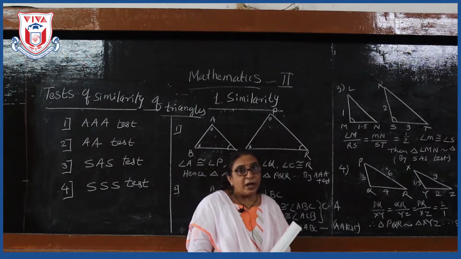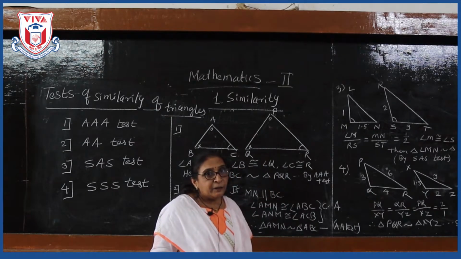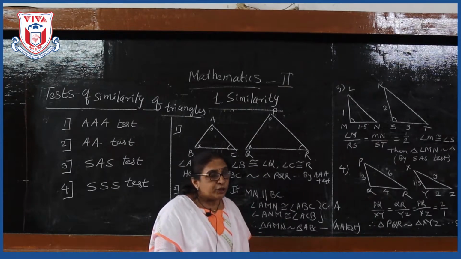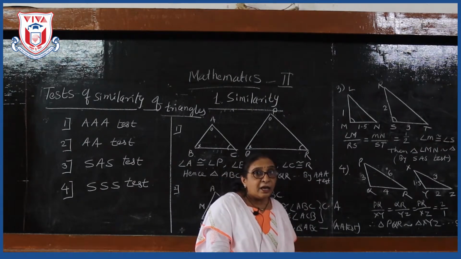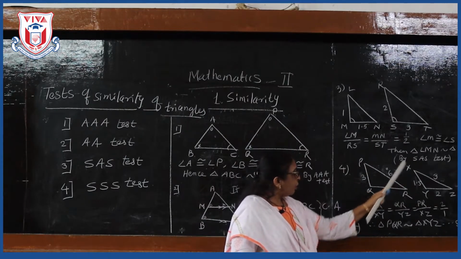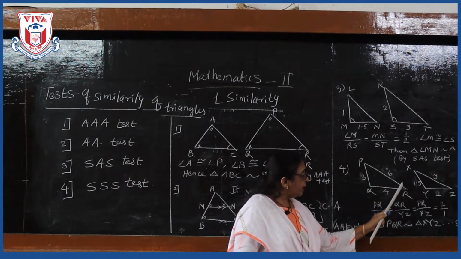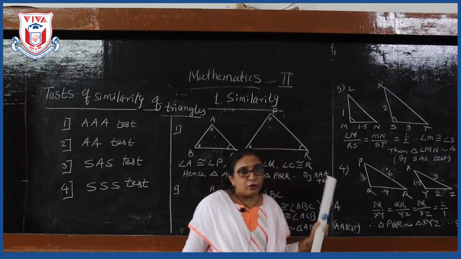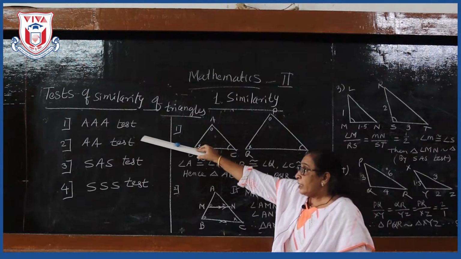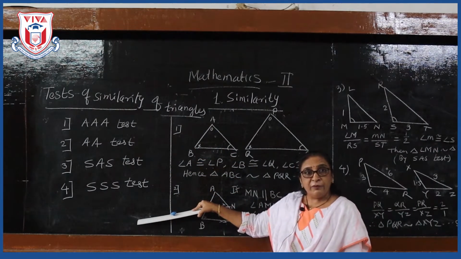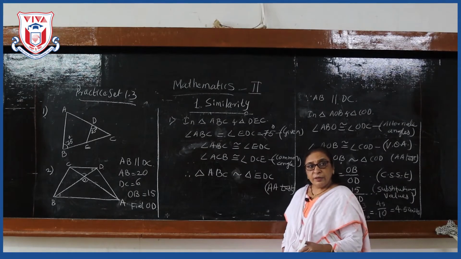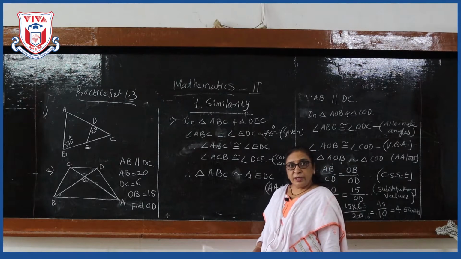And children, you know that when the triangles are similar by any test, then their corresponding sides are in proportion and corresponding angles are congruent. That means here in the fourth figure you can say angles P and X are congruent, Q and Y are congruent, R and angle Z are congruent. So these are the four tests of similar triangles, and you have to remember them for the applications while solving the sums.